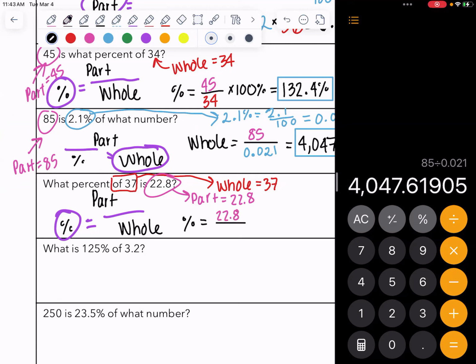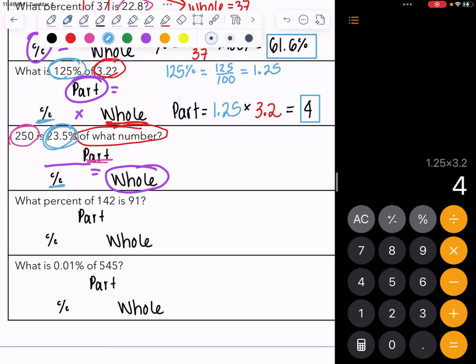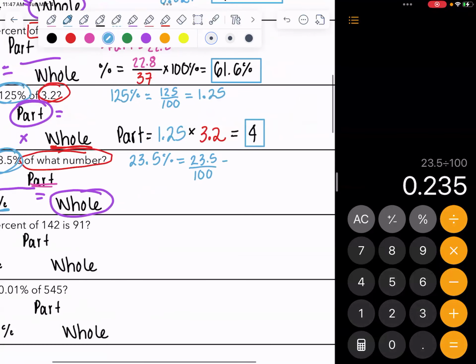We have then the 250 must be the part, right? That'll be the part. And 23.5 will be the percent. We'll take 23.5%. We need to make it into decimal form. 23.5 divided by 100. I get 0.235. Do not round anything here. Keep it in exactly that form.